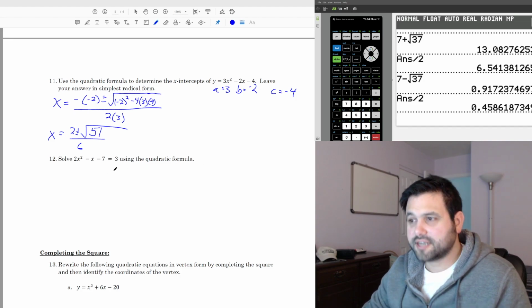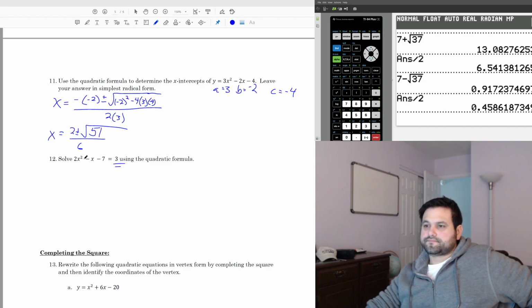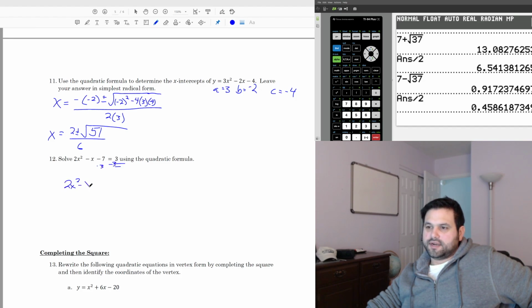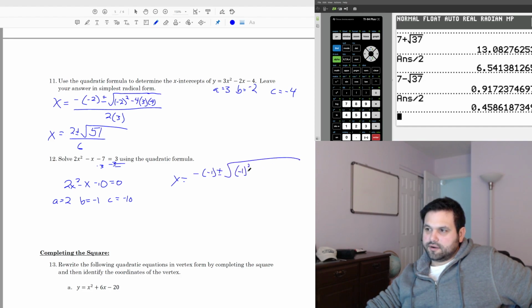Okay. Solve the next using the quadratic formula. So the next one, make sure we set that equal to 0. So we want to subtract this 3. So we get 2x squared minus x minus 10 equals 0. Now we can identify a is 2, b is negative 1, c is negative 10. And we can plug into the quadratic formula. So x equals negative b plus and minus the square root of b squared minus 4ac divided by 2a. And so it'll be 1 plus and minus the square root of, that's going to be 81 when we simplify that, over 4.